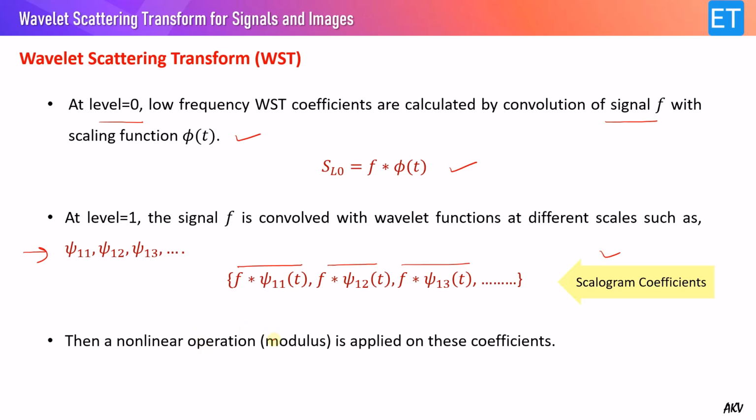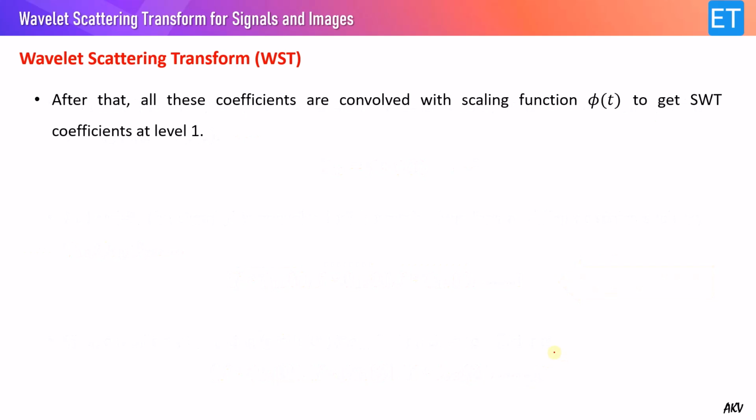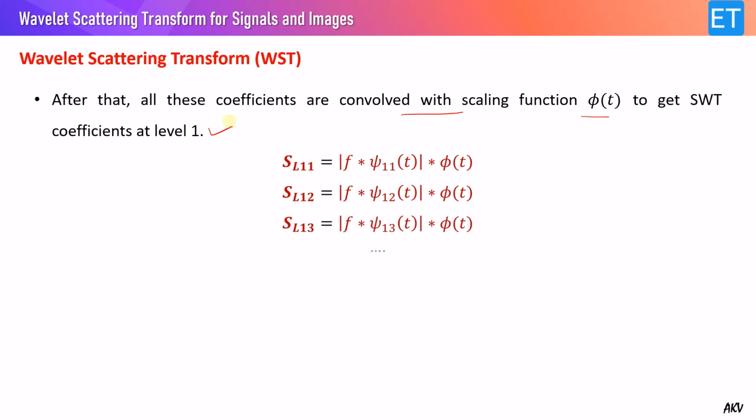Then a nonlinear operation, the modulus, is applied on these coefficients. So we find the modulus of all these coefficients, and then after the modulus operation, they are convolved with the scaling function phi(t) to get the scattering coefficients at level 1, as shown by these equations. So here you can see that first the wavelet coefficients are found, then we take the modulus operation, and then they are convolved with the scaling function. This is done for all wavelet coefficients. These coefficients are known as the scattering coefficients.